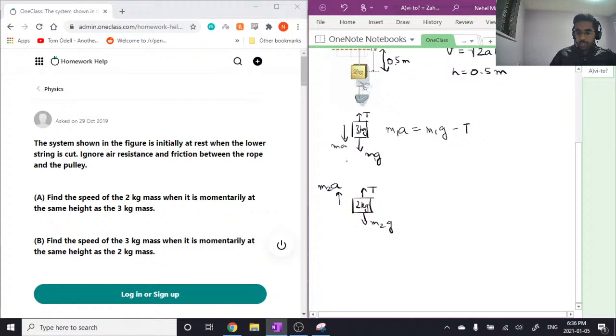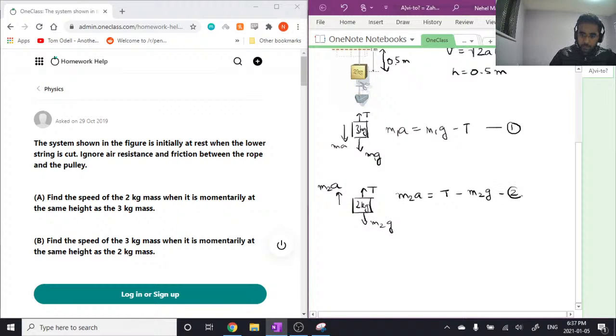Now, it's important to note that the acceleration of the two blocks will be the same. This is again due to the principle of conservation of string. When two masses are attached by the one string and you pull on one end, the other mass will also move at the same speed. And it also says that we have to ignore air resistance and friction. So therefore the acceleration is the same. The equation we get from this is m2a is equals to T minus m2g. So this is equation number 1.